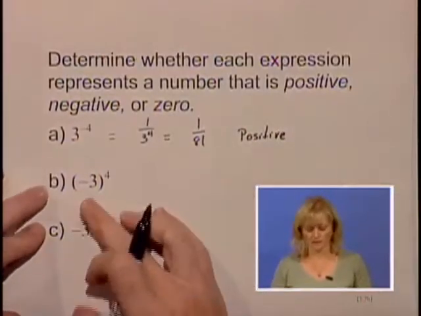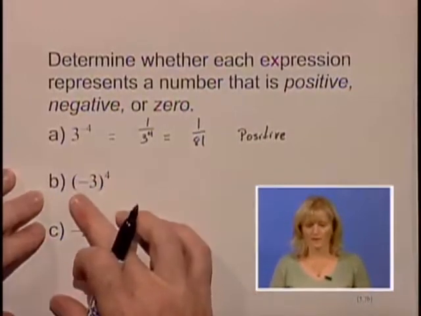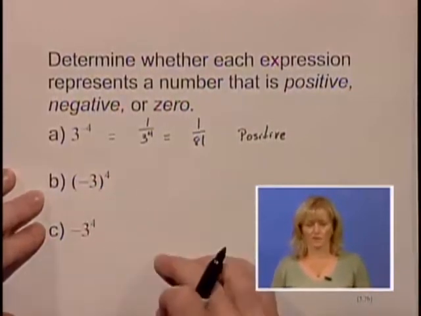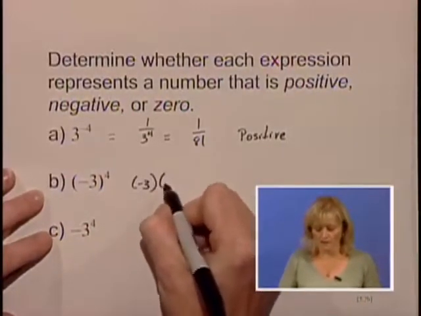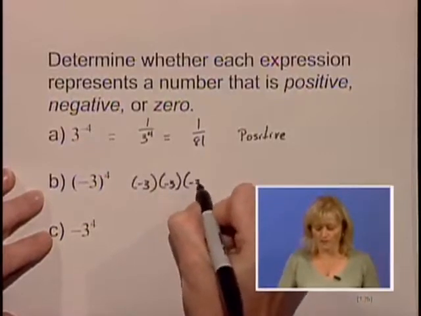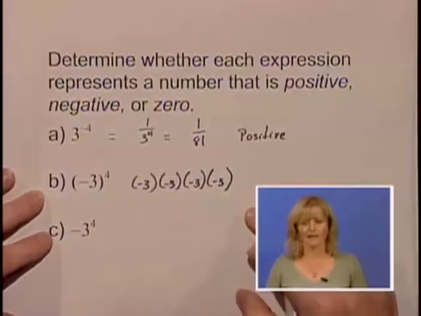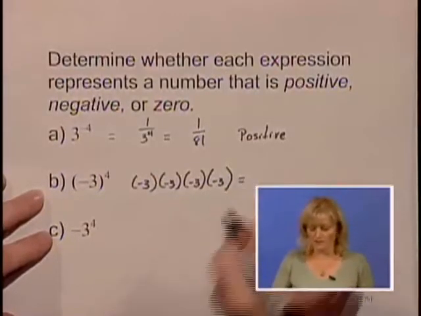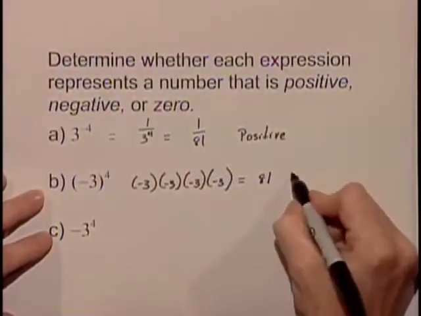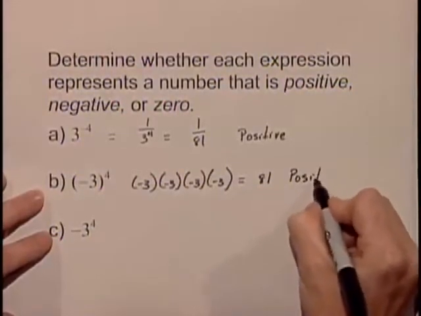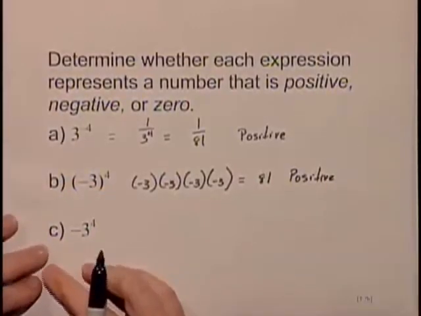Part B. We have the quantity of negative 3 raised to the 4th power. Notice that the negative sign is contained within the parentheses. We could stretch this out and notice that that would be negative 3 times negative 3 times negative 3 times negative 3. We have an even number of negative signs. This results in a positive 81. So we'll indicate that as a positive number.